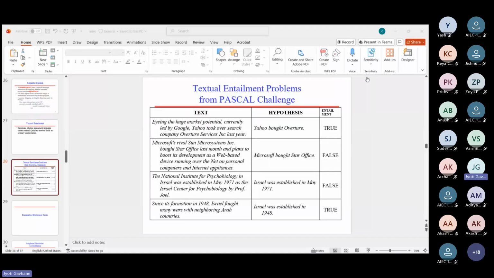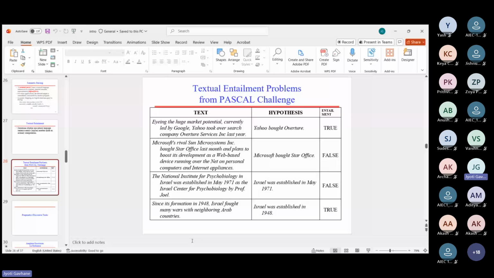Hope you have gone through the statements, right? Whatever text has been given in this slide, what is the hypothesis and what is the entailment? Entailment is nothing but the meaning. How does it interpret? So for the first statement, whatever the hypothesis is, the actual meaning has been understood by the machine. That's why it is a true statement.